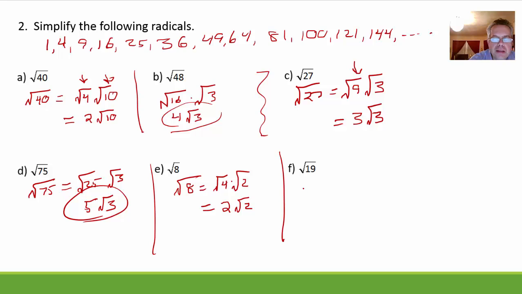Okay, 19. Well, 4 doesn't go into 19, 9 doesn't go into 19, 16 doesn't, and certainly none of the others. We're stuck with this. That's okay. Sometimes we can't simplify a radical. Square root of 19 is as simple as it gets.